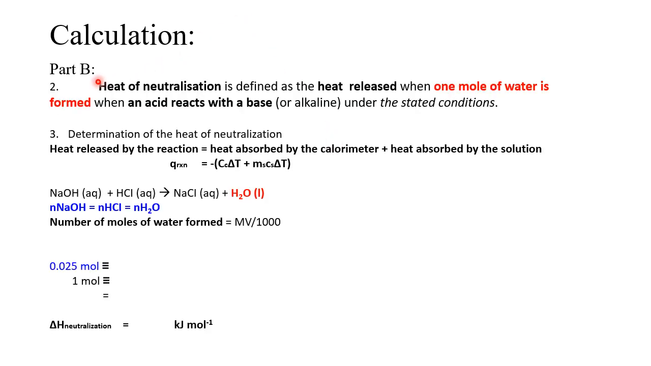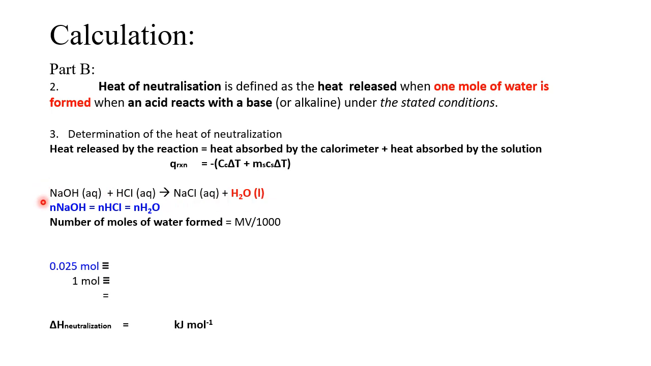Okay, calculation part B. First, define what is heat of neutralization. Heat released when 1 mole of water is formed from an acid reacting with a base under the stated conditions. So we know that the heat released by the reaction is equal to the heat absorbed by the calorimeter plus the heat absorbed by the solution. The solution is acid and base, meaning HCl and sodium hydroxide. Heat is represented by the symbol Q, and for the reaction it is negative because it is heat released. So we have the heat capacity, delta T of the calorimeter, and then the mass of the solution, the specific heat capacity of the solution, and delta T.